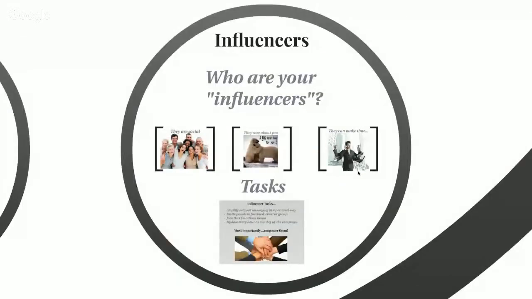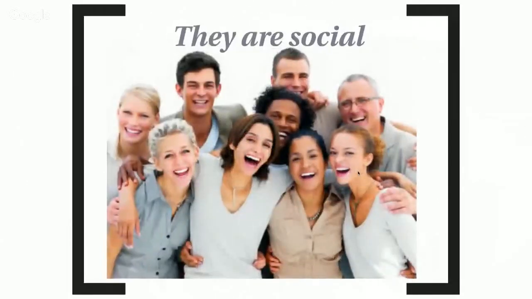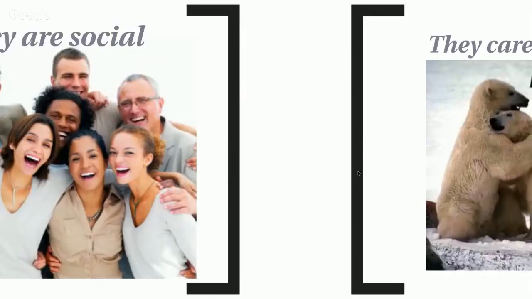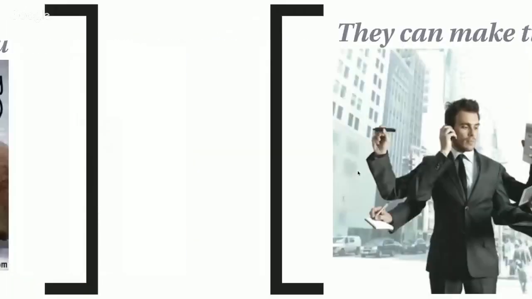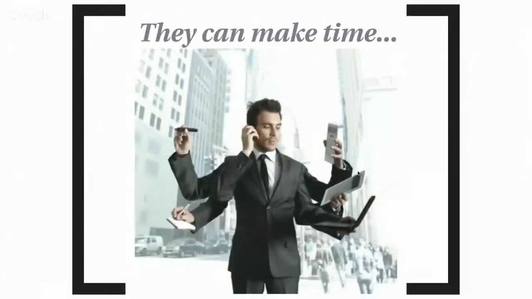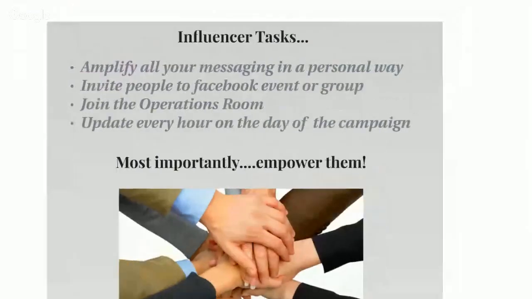Influencers. So we mentioned we have to secure the influencers. Who are the influencers? Influencers are people that are, number one, social. They're good, they're excited. They're typically the volunteers that would help you out in the Friendship Circle, in the homes. That's a typical influencer. Number two is they need to care about the organization. Number three, they can make time. Busy people are actually the best people to have come in and make phone calls for 4 hours on the day of the campaign. And that's the influencers.